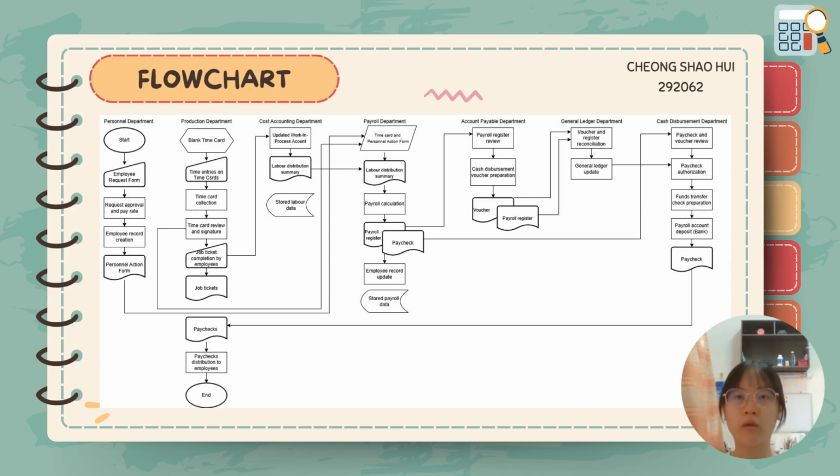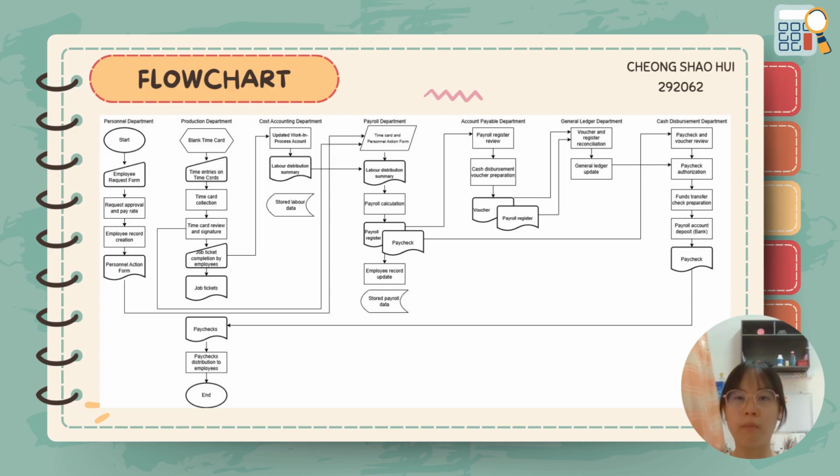I am presenting the payroll system flowchart for Busana Textiles Sendirian Berhad. I will start in the personnel department. The process begins with the production supervisor identifying a need for a new employee and filling out an employee request form. Once approved, the production manager sets the pay rate and a new employee record is created. The personnel action is then prepared and sent to the payroll department.